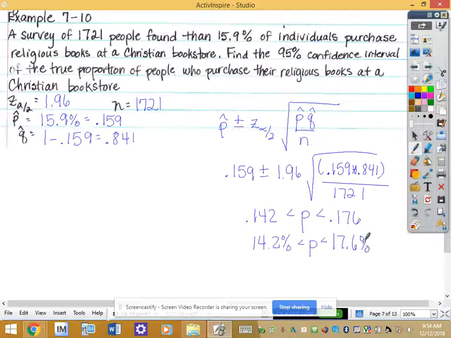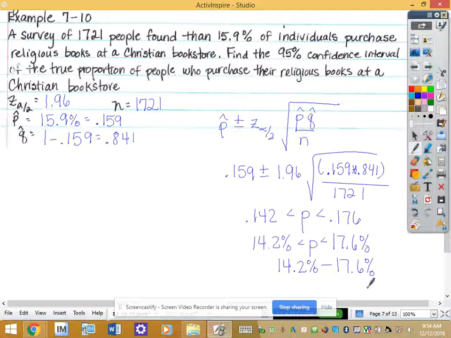17.6%. Now some of you are looking at this notation and saying, do I have to write it like that? No, you can also write it like this. Whichever way is easier. A lot of people confuse this with a minus sign, so I tend not to write it that way, just so that you know it's between those two numbers.